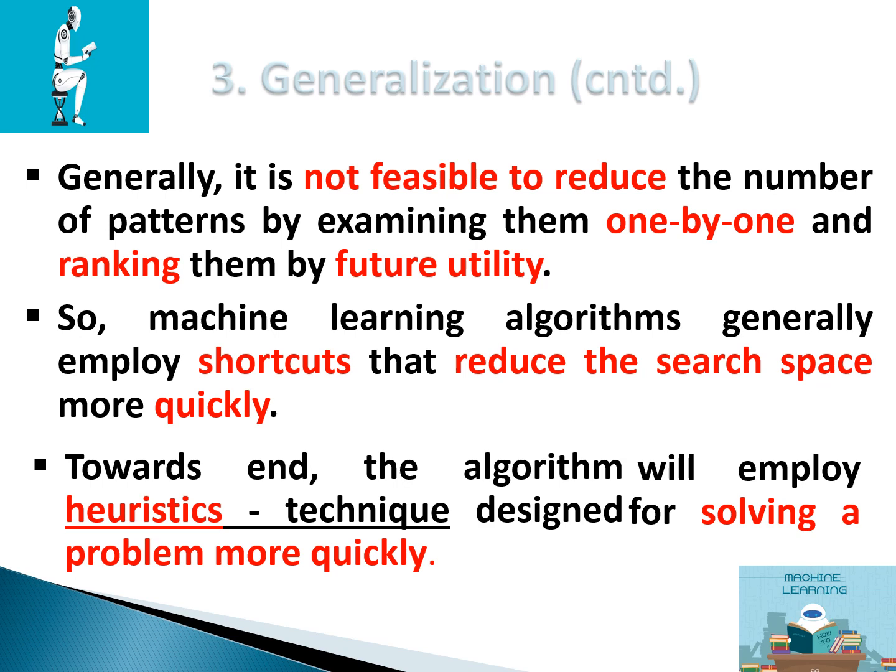And in general, it is not feasible to reduce the number of patterns by examining them one by one and ranking them for future utility. So machine learning algorithms generally employ shortcuts and reduce the search space more quickly. Towards the end of the algorithm, we employ some heuristic technique, which is designed for solving a problem more quickly. So in the machine learning scenario, the idea is that we have a large data set, and from the data set we abstract some ideas, and in the third stage, from the abstracted data we produce some conclusions.